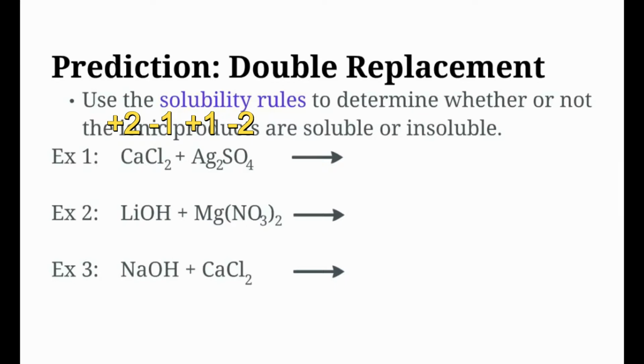Yes, they're always AQ on the left. Okay? We care about what's on the right. You have to have an insoluble product on the right for a reaction to occur. So one of those guys has to end up being an S. If it doesn't end up being an S, then don't do anything. You can do it, but that's just going to be no reaction.